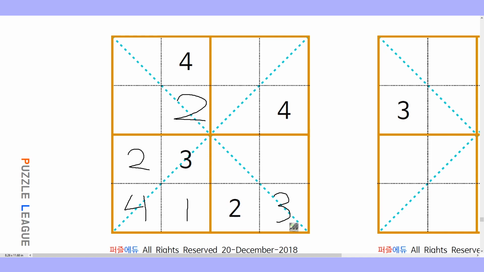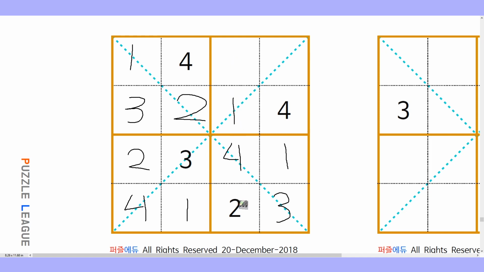In this fourth block, the numbers that are missing are the numbers 1 and 4. However, the number 4 already exists in the last column, therefore the number 1 must go here, and the number 4 must go here. If you look at this diagonal, the only number that is missing is the number 1. And the only number that is missing from this first block is the number 3. Now if you look at the second row, we can fill in this cell with the number 1.